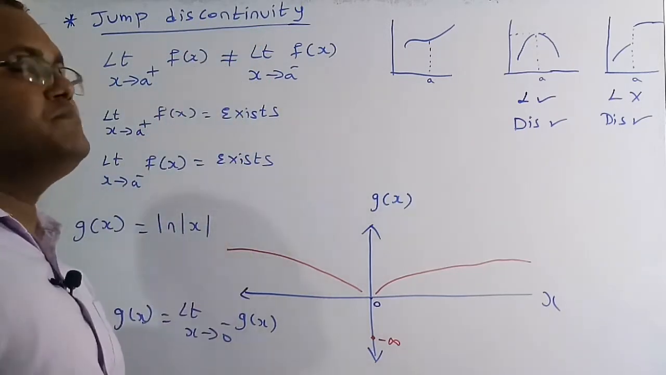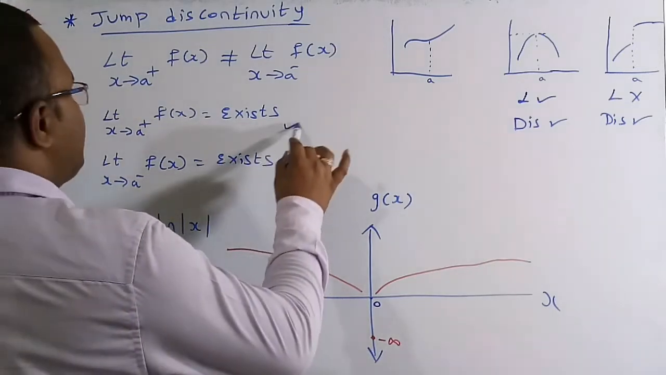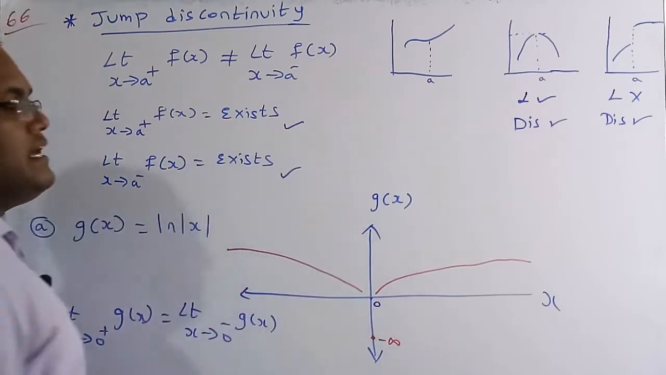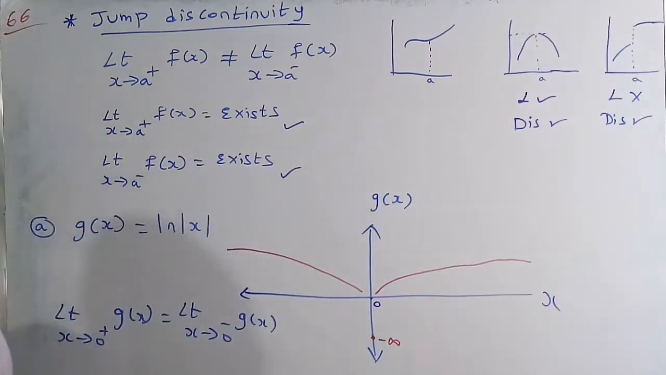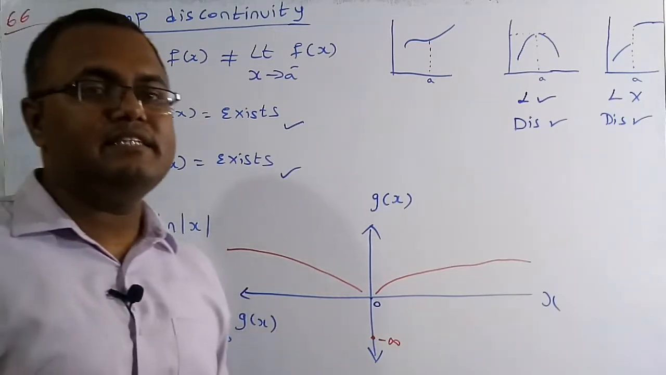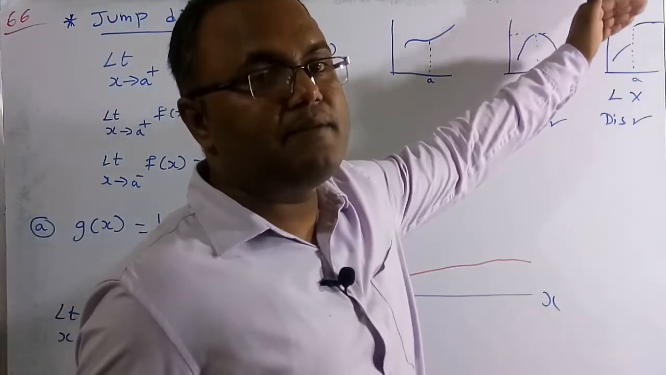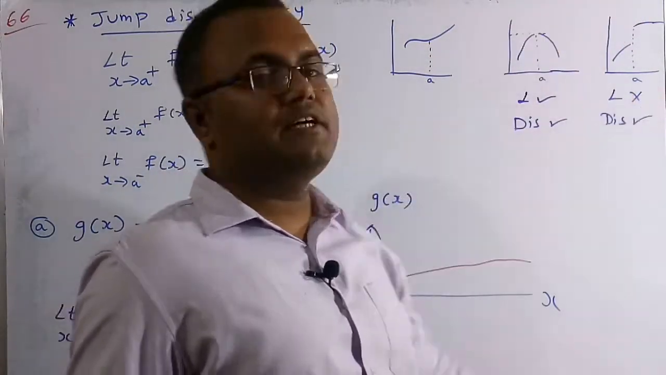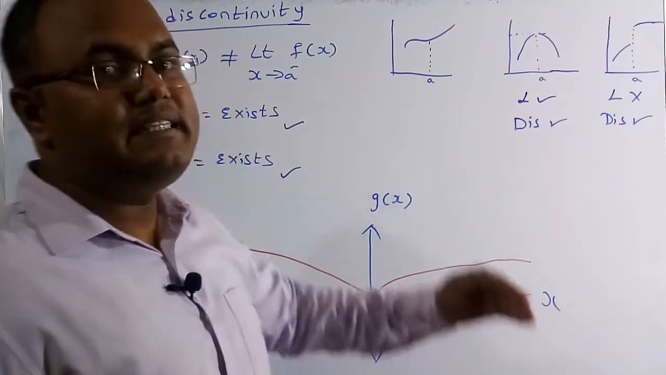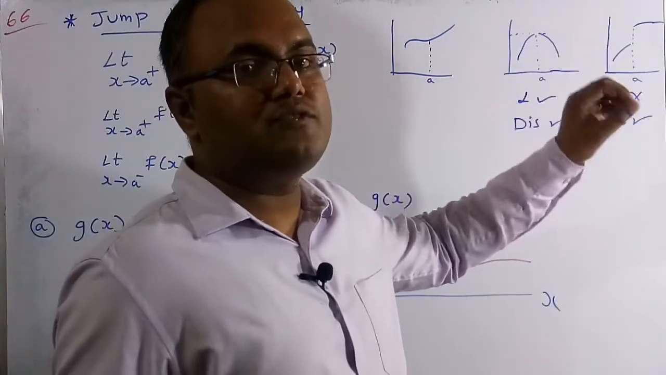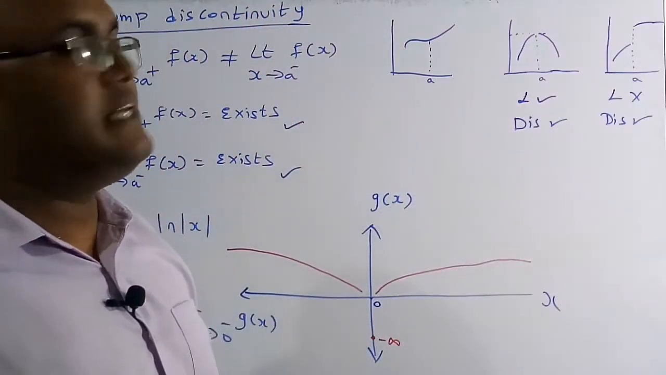So jump discontinuity and the limit not existing go together. The right hand limit gives some value and the left hand limit also gives some value, but both are not equal at that point. Therefore the limit does not exist, and there is a jump in the graph at that point, so it's a jump discontinuity. Whenever the right hand limit is not equal to the left hand limit at a particular point, there is a jump in the graph at that point. This is called a jump discontinuity, or the limit does not exist at that point.